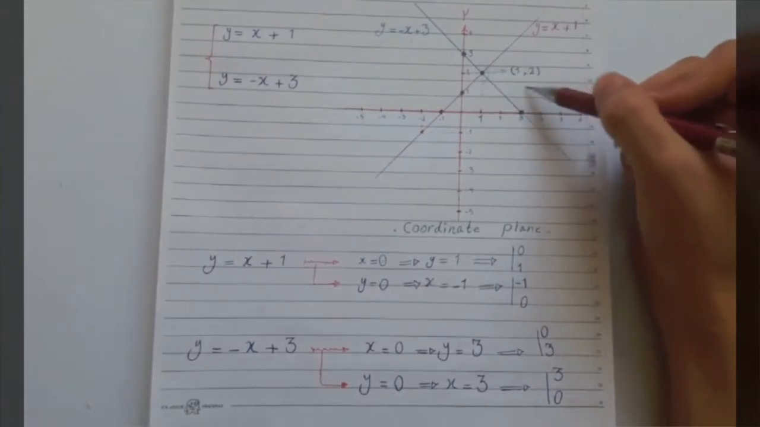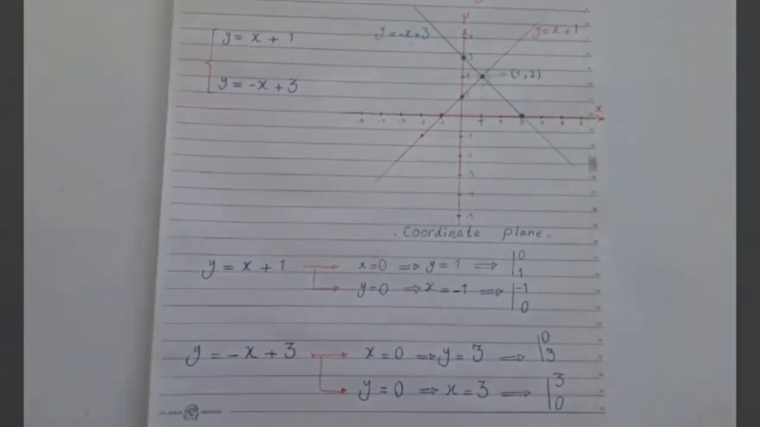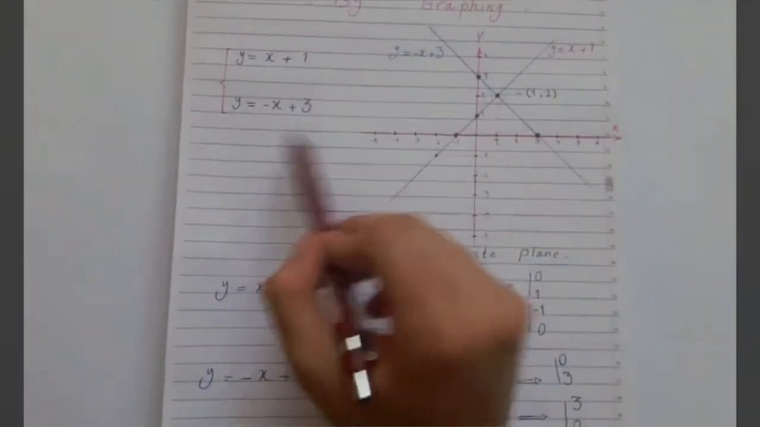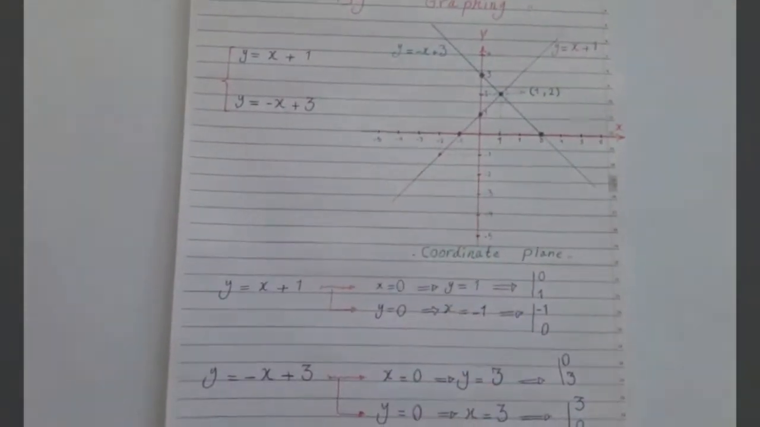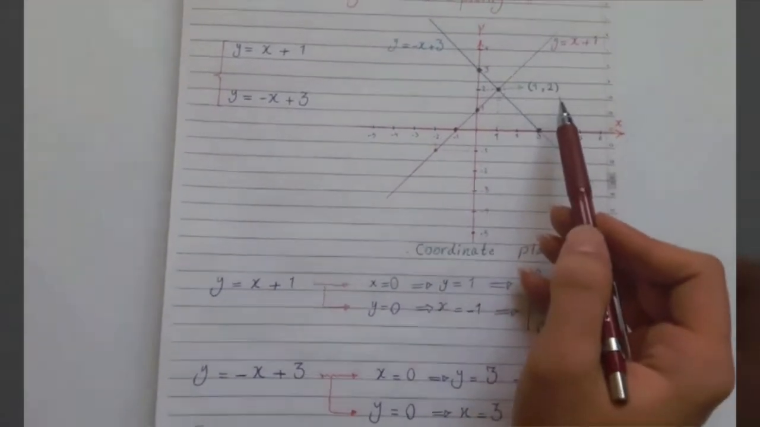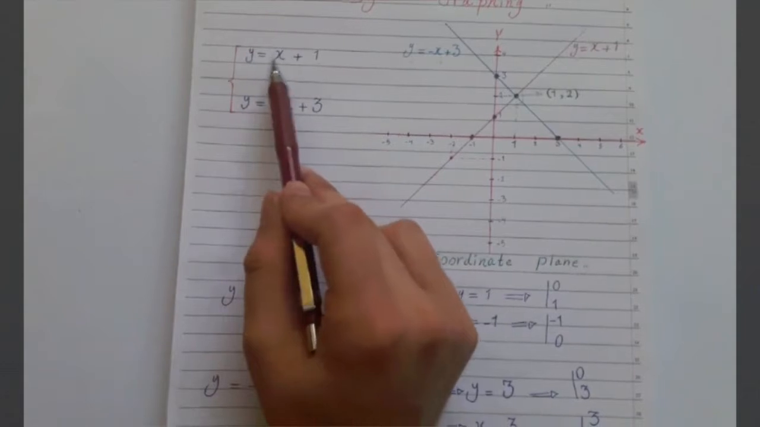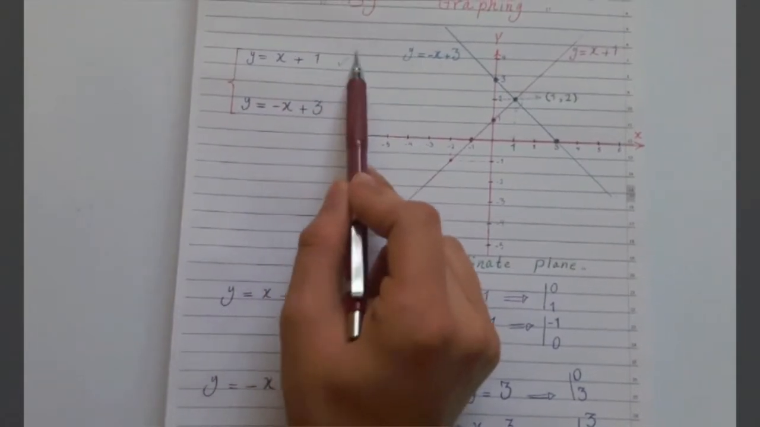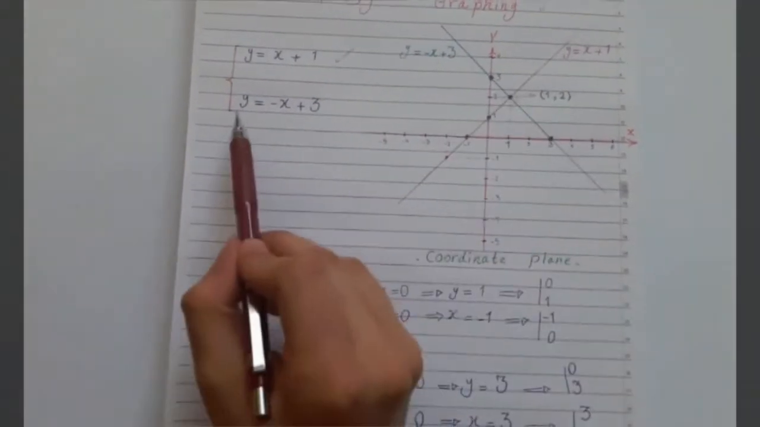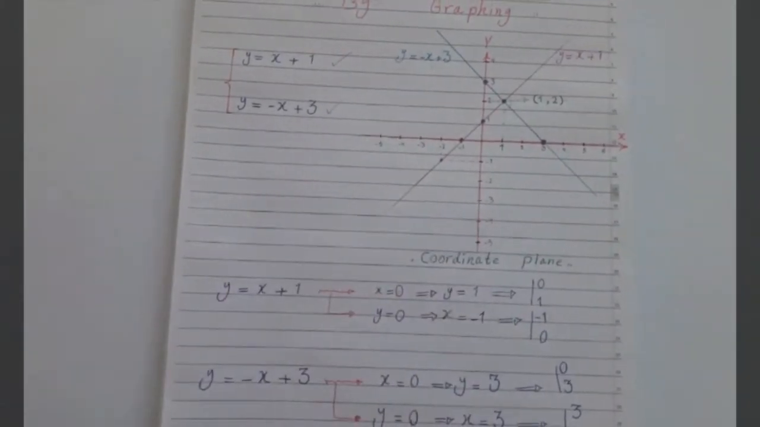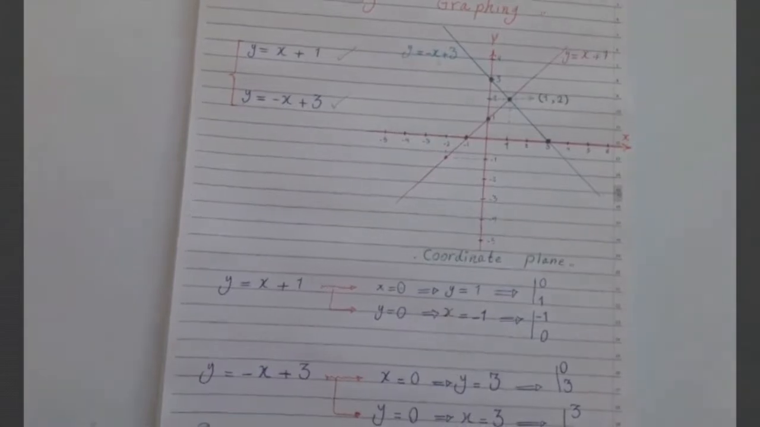1, 2 is the answer of our system of linear equations. We can also check our answer by substituting it in both equations here and see if it is true or not. And okay, we can check it. 2 equals 1 plus 1, which is true, and 2 equals negative 1 plus 3, which is true again, and the answer is 1, 2.